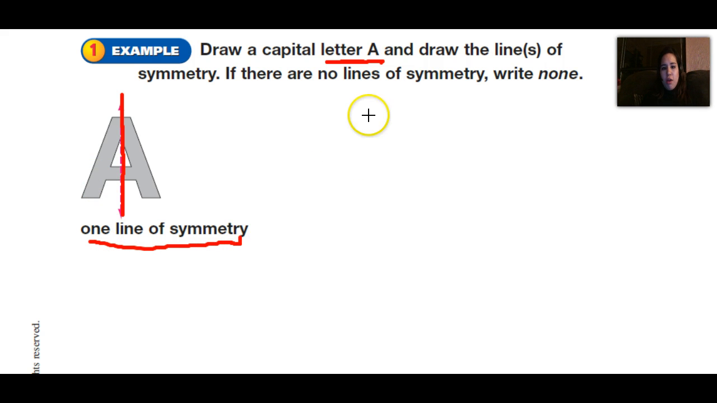You could think of a letter B, for example, and ask yourself, how many lines of symmetry would that have? Well, I can only think of one way to chop this up so that it would fit one on top of the other. So this would also have one line of symmetry.